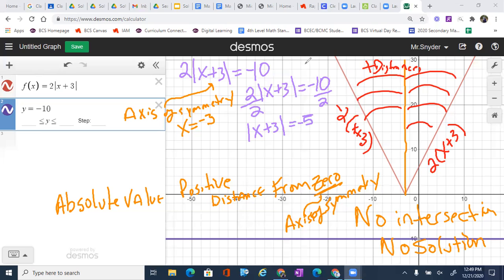Because we are at just an absolute value, we are talking about an absolute value being equal to a negative distance. And guess what? That cannot happen because we can only have positive distances from the axis of symmetry. So anytime we have an absolute value equal to a negative, like we do in this case, it will be a no solution problem. Hope that helps y'all out.